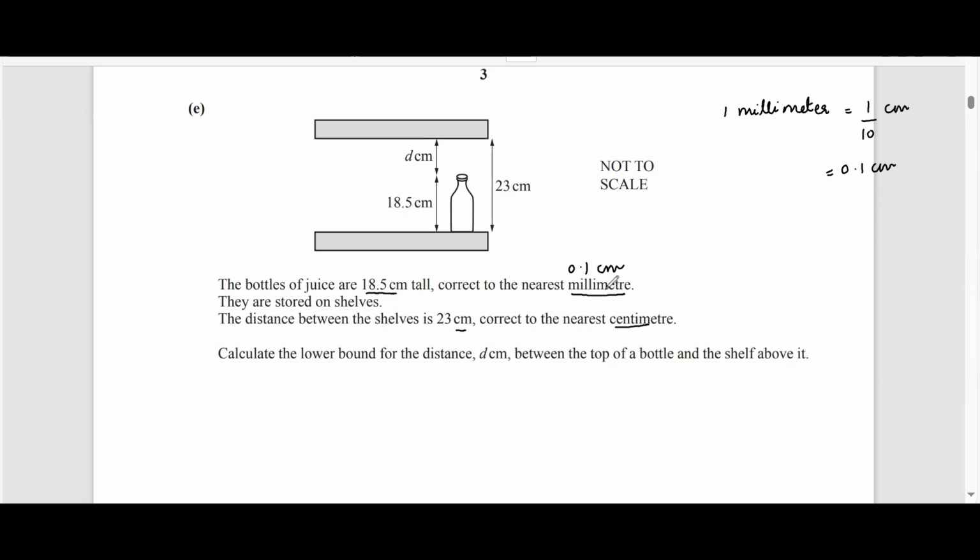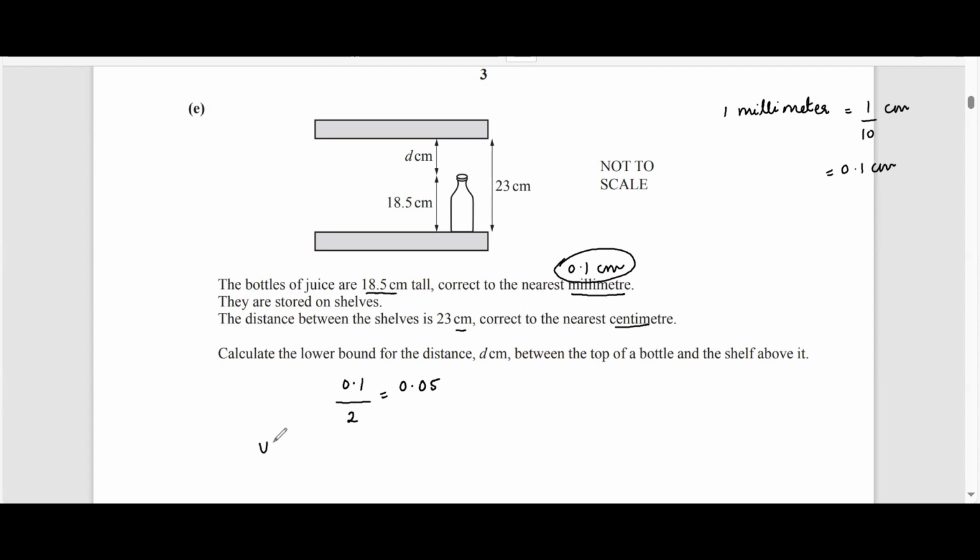18.5 correct to the nearest 0.1 centimeter means, how to find the upper bound and lower bound? Whatever the number here, nearest to which number? Nearest to 0.1 centimeter. Take that number, 0.1 in this case, and divide by 2. Always, whatever the number here, you divide by 2. 0.1 divided by 2 is 0.05. Now, to get the upper bound, add 0.05 to 18.5. To get the lower bound, you subtract 0.05 from 18.5.